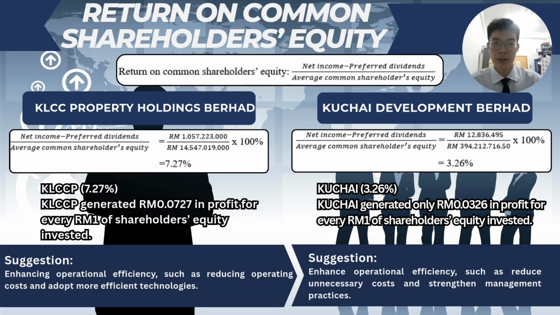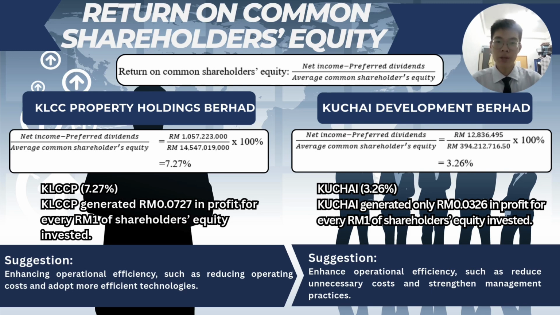Now, I will explain the return on common shareholders' equity, which is ROE, for both companies, KLCC Property Holdings Berhad and Kuchai Development Berhad. ROE measures how effectively a company uses shareholders' equity to generate profit. For KLCCP, the ROE is 7.27%. This means KLCCP generates about 7.27 cents of profit for every 1 ringgit of shareholders' equity. This shows moderately strong profitability, and the company could further improve by enhancing operational efficiency and adopting more efficient technologies.